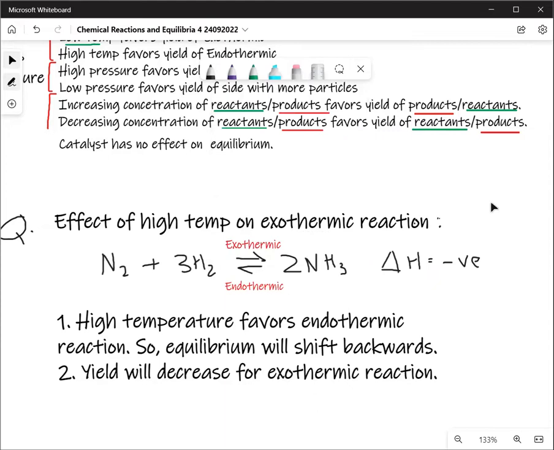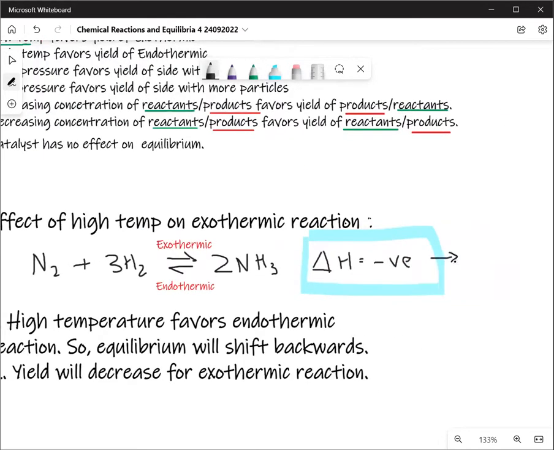How will they know if it is exo or endo? They will tell you in the question, or they'll say this. If delta H is negative, then it must mean it's exothermic. Delta H negative means exo. Delta H positive means endo. Write this in your notebook.